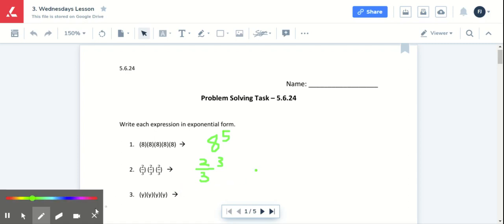For number 3, what's the exponential form? That's right, y to the 4th power. Because again, we're multiplying y by itself 4 times. So our base is y, and 4 is our exponent.